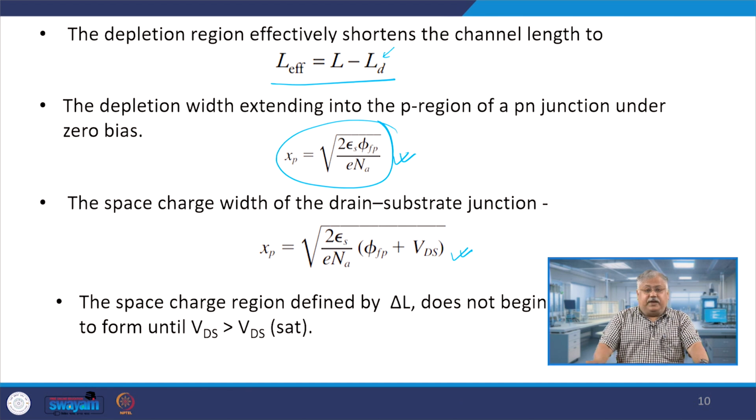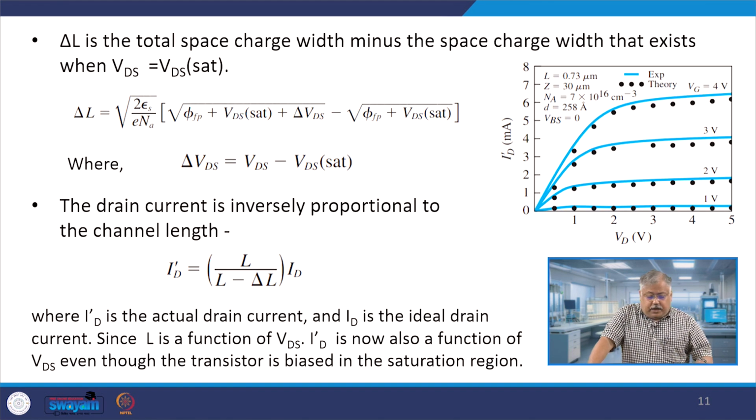As you can see, the space charge region defined by delta L, delta L being the width of the depletion region eaten away by virtue of VDS being applied, will not form until and unless the applied drain to source voltage is greater than the saturation drain to source voltage. So, as long as you do not apply a drain to source voltage more than the saturation drain to source voltage, you will not get this. Now, as I discussed with you, delta L is nothing but the total space charge width minus the space charge width that exists when VDS is equal to VDsat. That is what delta L is.